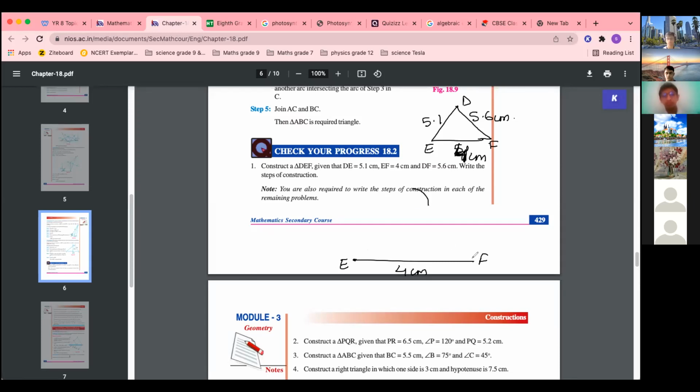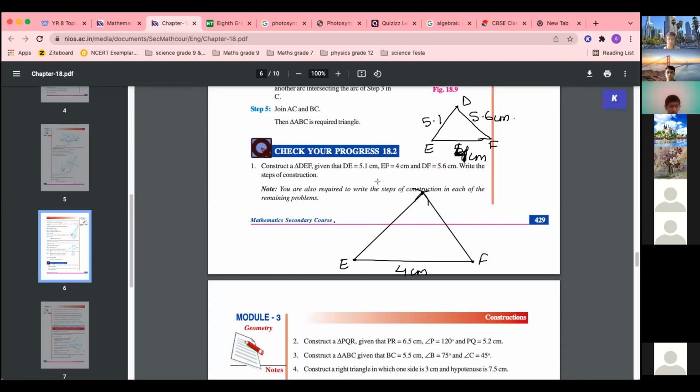Then we'll go to point F and we'll take the measurement of the compass as 5.6 centimeter and we'll cut the other arc, cutting the previous arc at a point. Okay, and the point of intersection we'll join, and this is the required triangle. This is the easiest one.